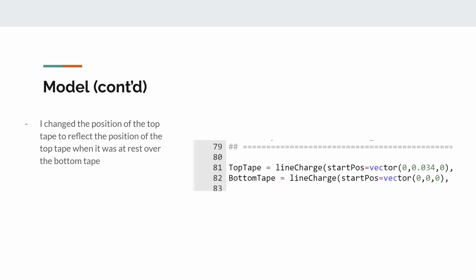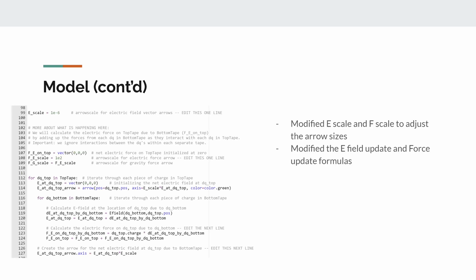Next, I changed the position of the top tape to reflect its position when it was at rest over the bottom tape. That's just 0.034 meters above the bottom tape, which is what I measured. Model continued, so I modified the E scale and F scale, just to adjust arrow sizes. Nothing too major there, but the big thing I did inside the for loops was modify the E field update and force update formulas.